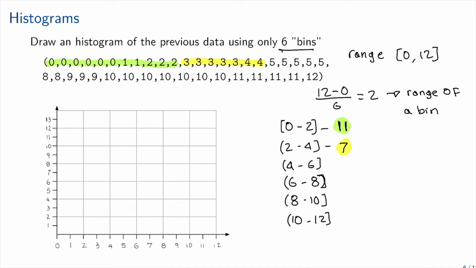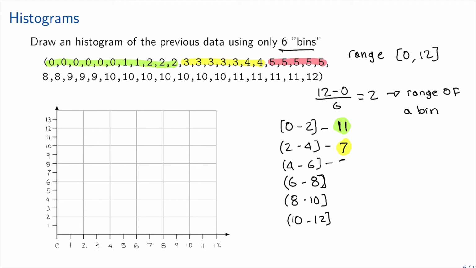And next we are going to have between 4 and 6, excluding the 4. So we have, well, basically the 5. So we have 1, 2, 3, 4, 5.